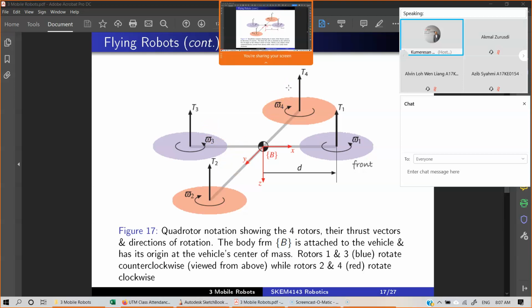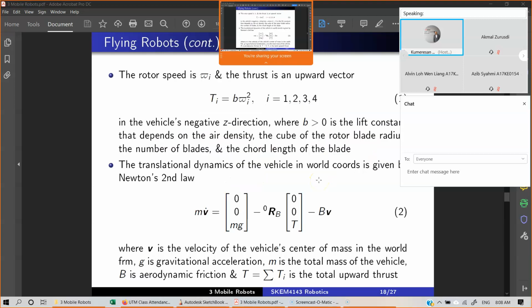Okay, it's not T, but it's the omega. For yawing motion, omega 1 plus omega 3 has to be greater than omega 2 plus omega 4. You can see this clearly by looking at this equation for each individual thrust. T1 equals B multiplied by omega 1 squared. So the faster the rotation of propeller 1, the higher the value of thrust 1.